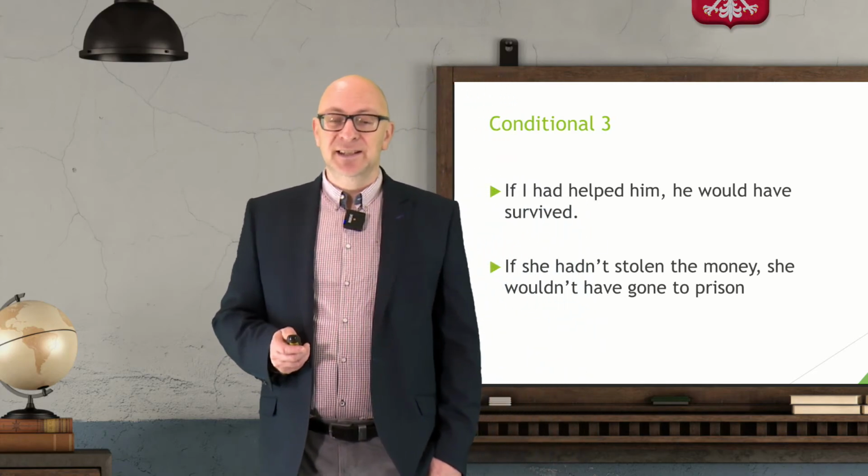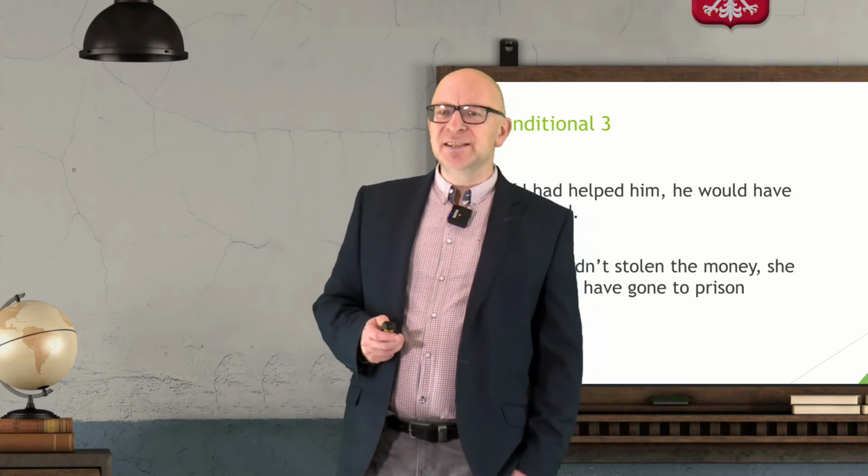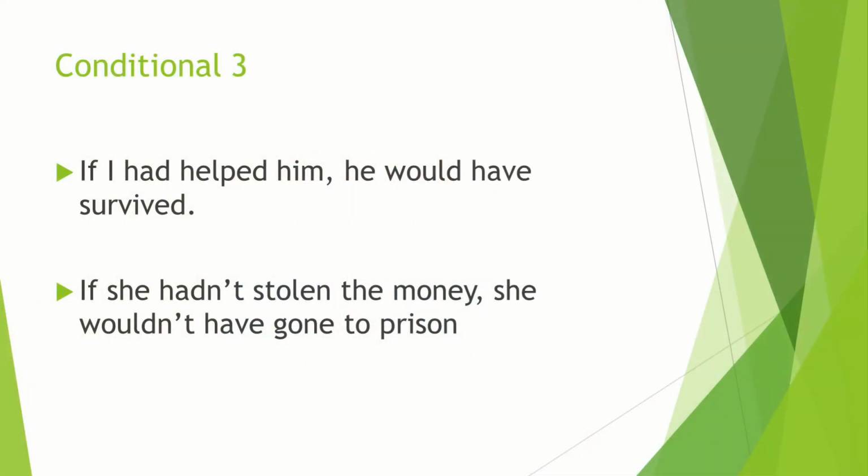Okay, let's take a look at the second sentence. If she hadn't stolen the money, she wouldn't have gone to prison. Czyli gdyby nie ukradła pieniędzy, to by nie poszła do więzienia. Which means that she stole the money and she went to prison for that. Okay? And as you can see in both sentences, after if we have past perfect tense, if I had helped him, if she hadn't stolen the money. In the second part, you have would have plus past participle. He would have survived, she wouldn't have gone to prison.